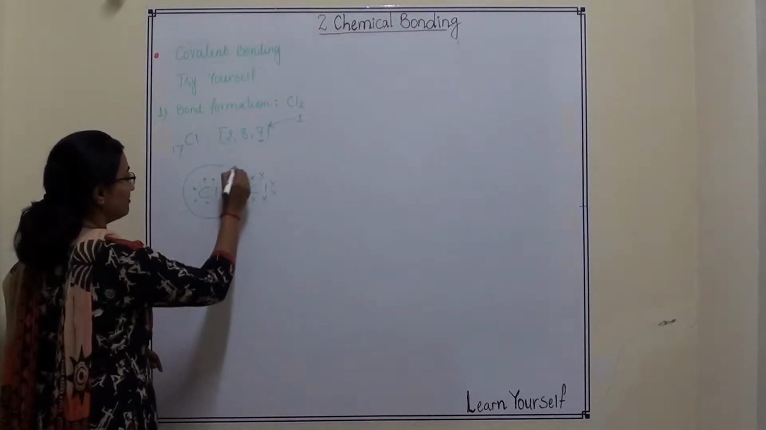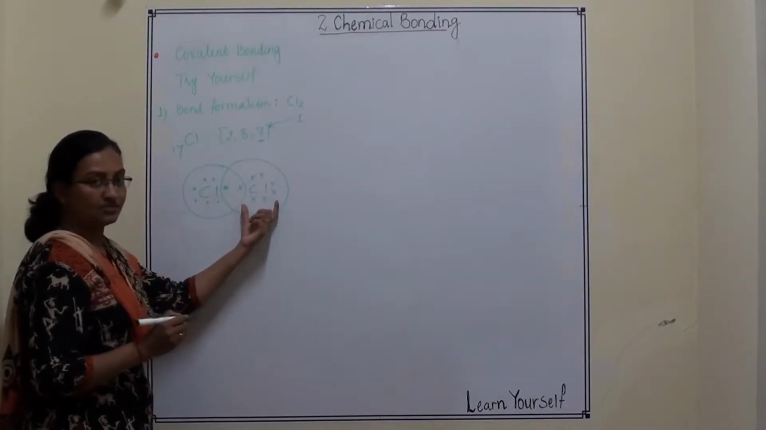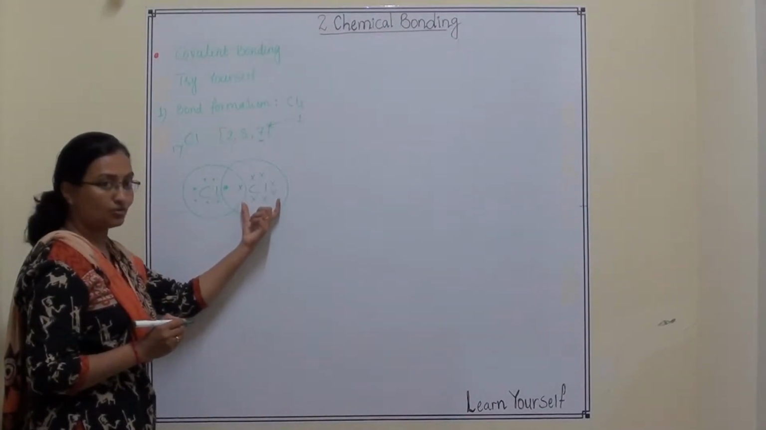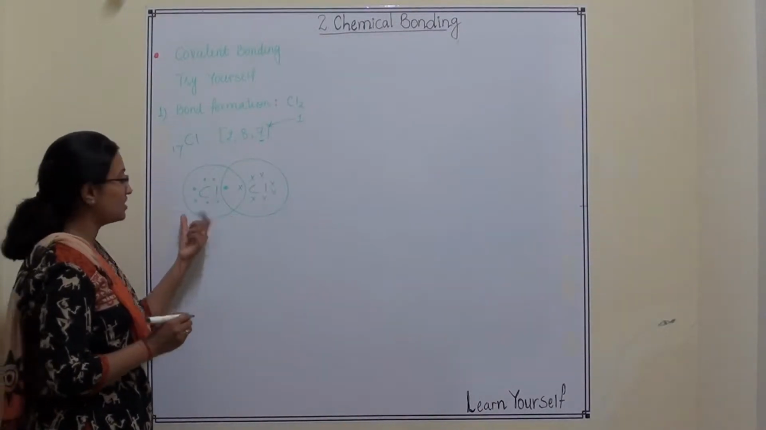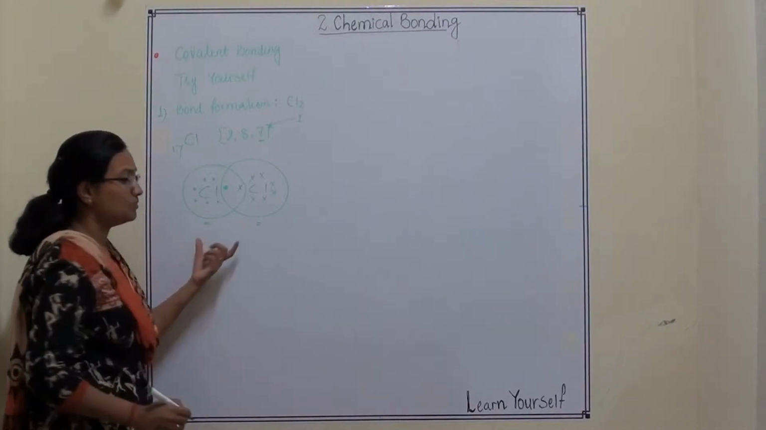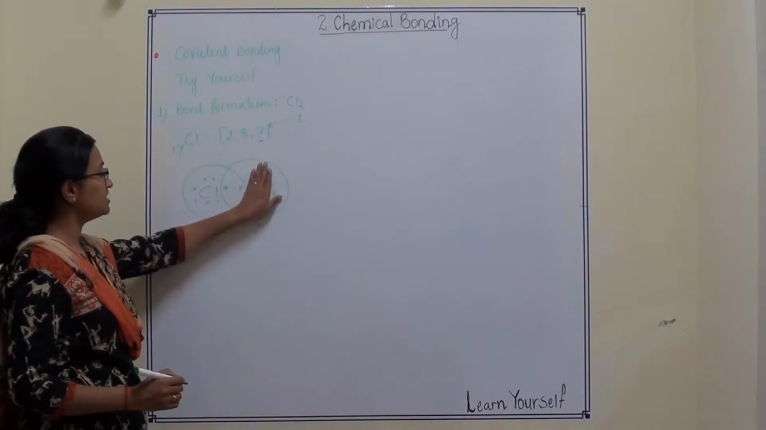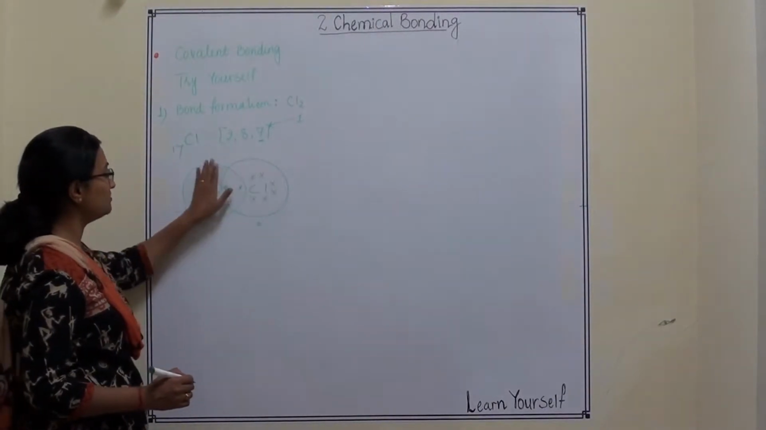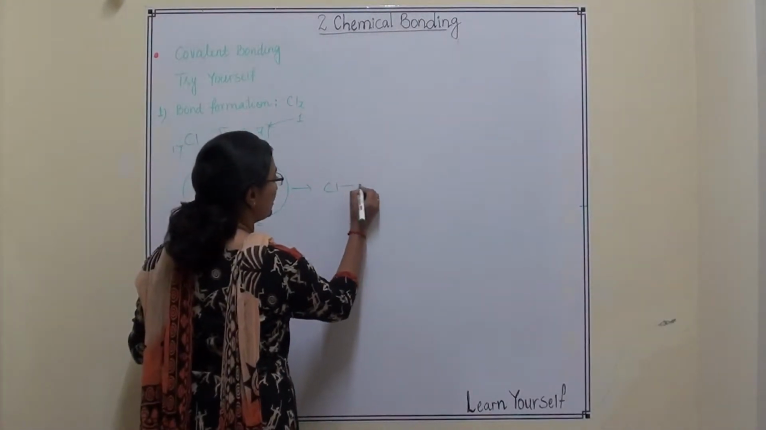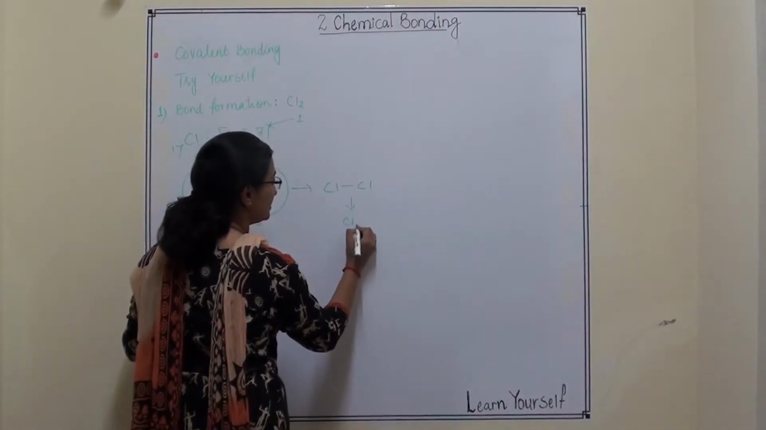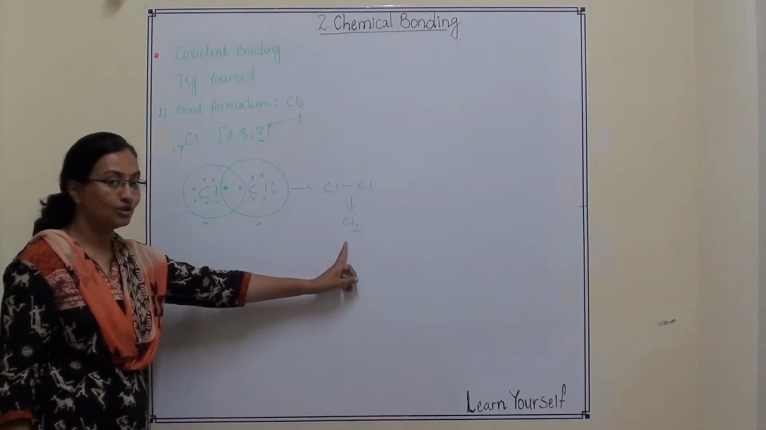So I am just drawing a Venn diagram where these 2 electrons will behave as if they are for this chlorine atom and these 2 electrons will behave as if they are for this chlorine atom. So in turn, both the chlorine atoms will complete their octet. If you see, 8 electrons are for this chlorine atom and 8 electrons are there for this chlorine atom. So it will form a chlorine covalent bond, in turn it will be a chlorine molecule. 2 chlorine atoms will form 1 chlorine molecule.